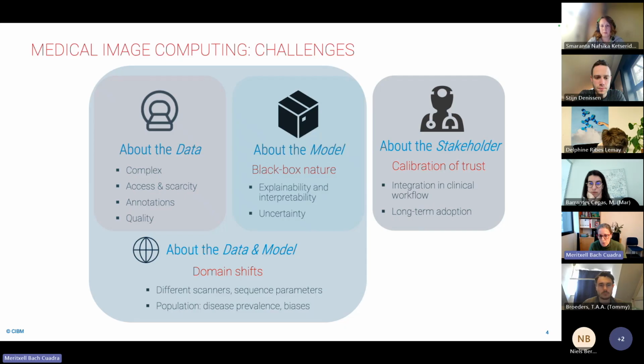because many deep learning algorithms suffer considerably from what we call domain shift, and the fact that we have all this heterogeneous setting, and that we have as well diseases that sometimes have different prevalence and biases and are very heterogeneous. So it's about all this.